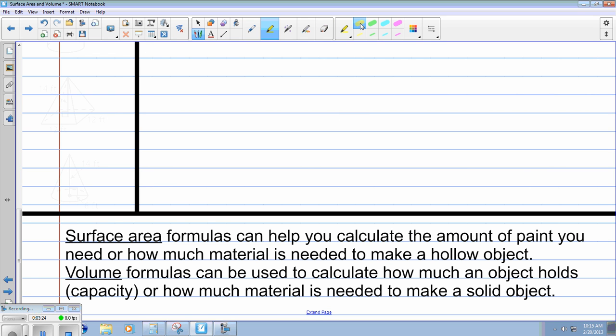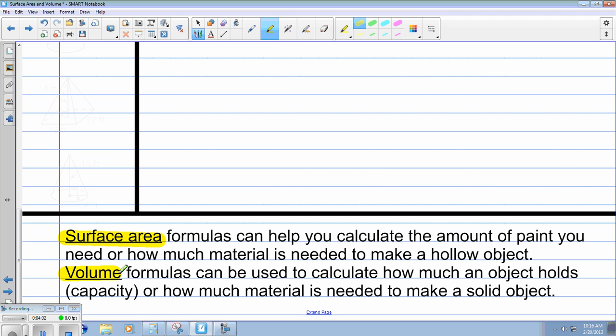So I'm going to highlight these vocabulary words again. And again, I like to use yellow for my vocab words, but you can do that differently if you like. Surface area formulas can help you calculate the amount of paint you need. Think about it, you're only painting the surface. You're not going to fill something with paint. So if we're painting something, we just want to know how much area on the surface we have, or how much material is needed to make a hollow object. If I'm making, for example, a shoebox, I only need enough material to cover the outside. I don't have to fill the whole thing. So that would be talking about surface area.